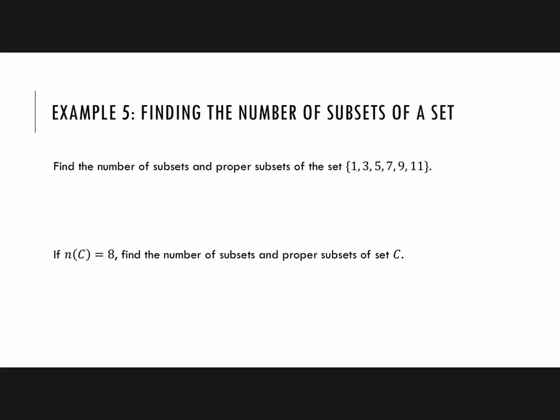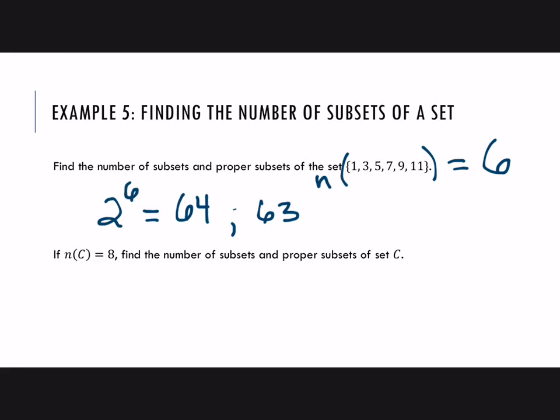Find the number of subsets and proper subsets of the set containing 1, 3, 5, 7, 9, 11. Step 1, you count the number of elements in this set. Its cardinality, 1, 2, 3, 4, 5, 6, is 6. So there are 2 to the 6th, or 64 subsets. And then there's always 1 less proper subset, so there are 63 proper subsets.